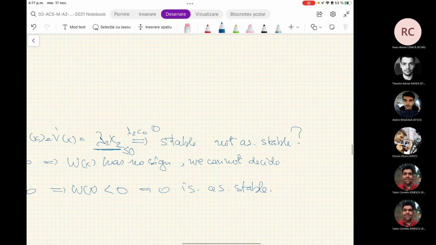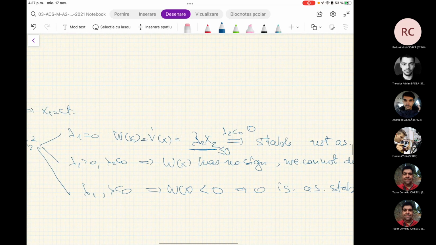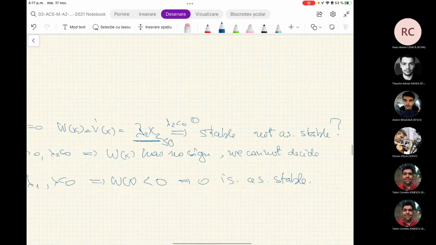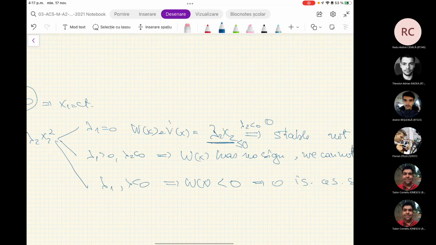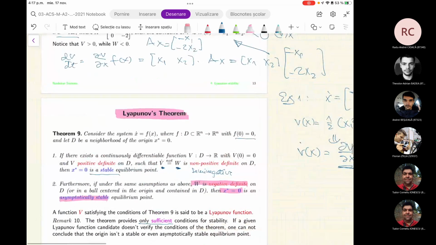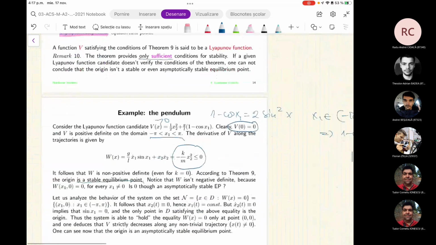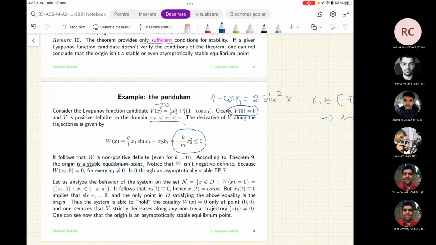For which values is this negative definite? Which values of x1? And I said x1 can be anything this time. So we don't know. But we know that the origin is asymptotically stable. So we have to prove that somehow.